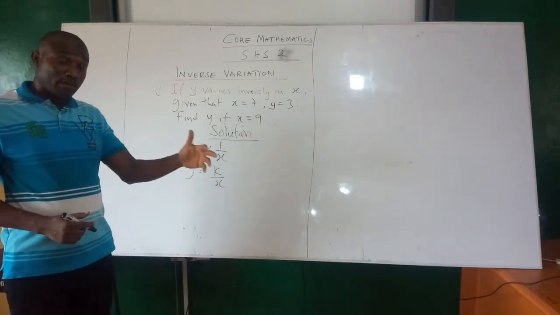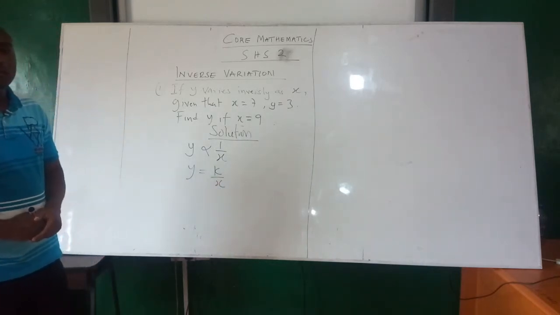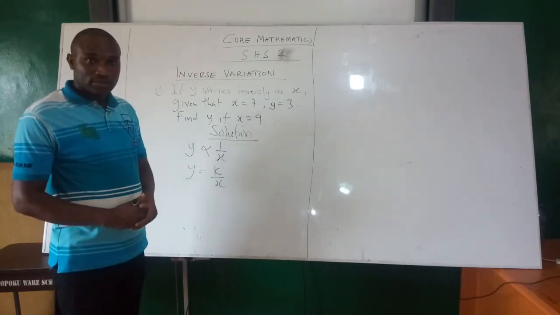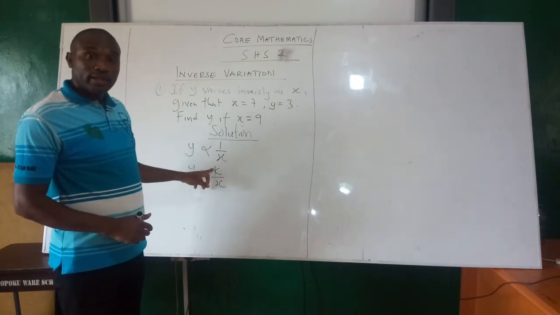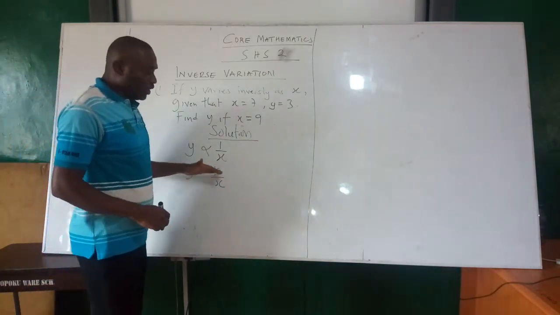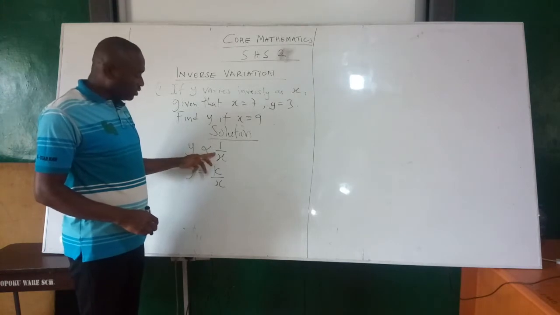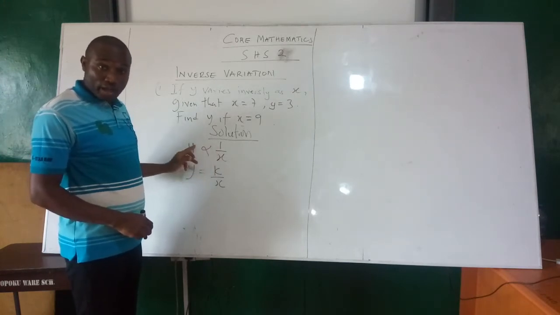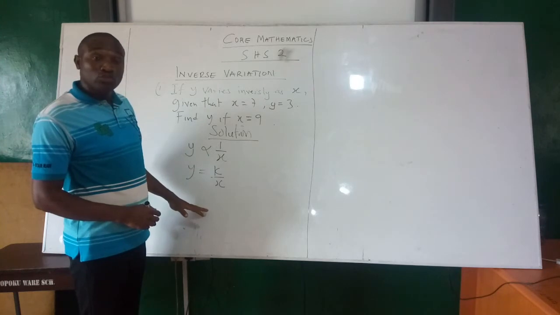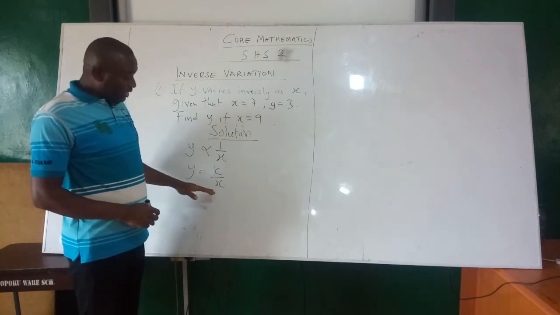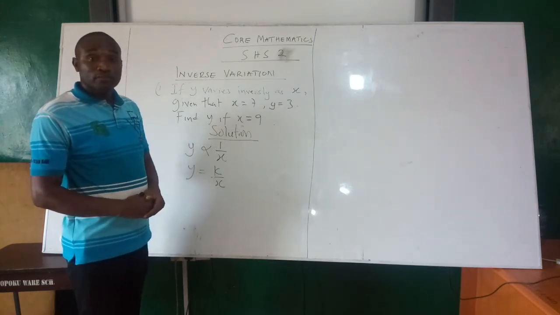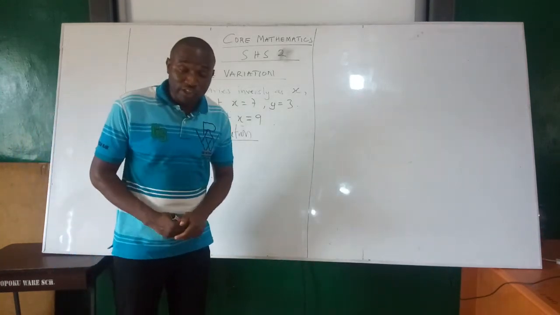I showed you how other books can write them. Let's keep this. Y equal k on x. We have gotten the step 1 correct because it is inverse related. Y and x are inversely related. We've introduced our k. So we are into the step 2. Into the step 2, we have to find our constant k, the constant of proportion or the constant of variation.